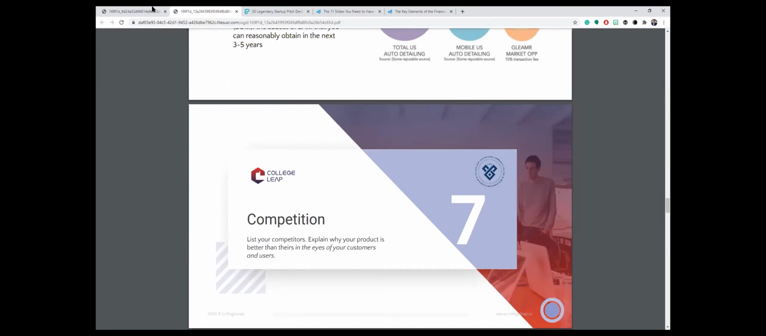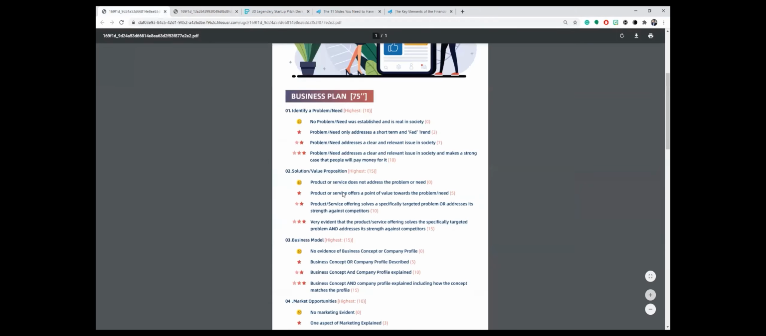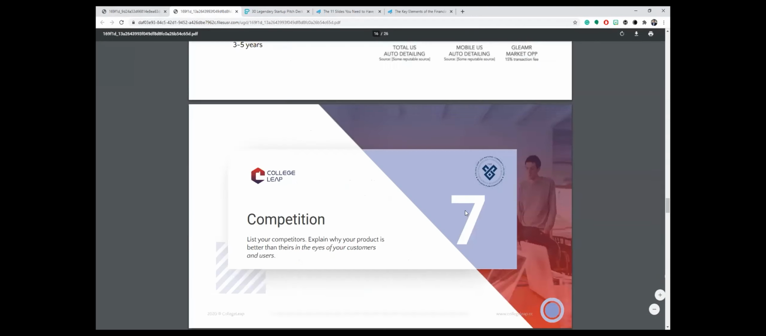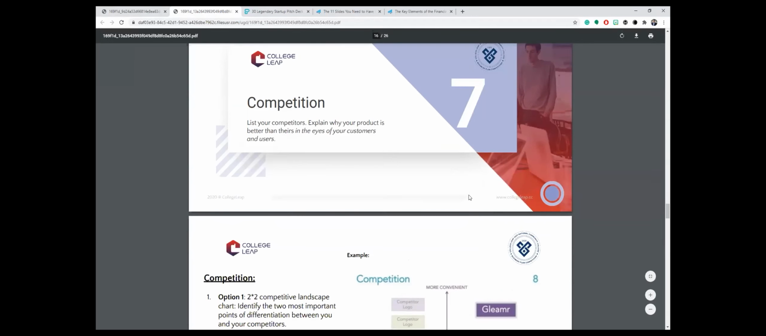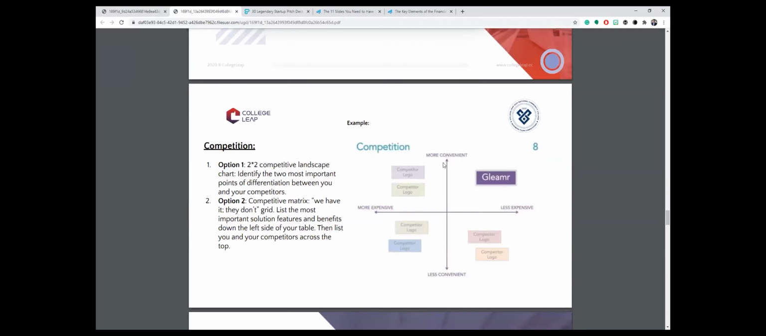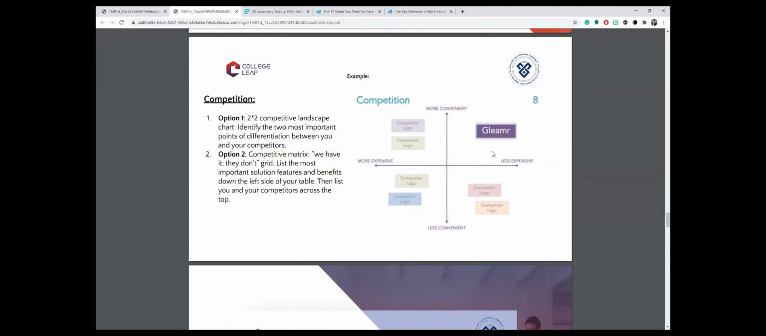Next up is the competition, and the competition aspect goes back into your solution and value proposition. This one is a little further down, but that's all right as long as you share all the details in a very coherent way. The order doesn't matter as much. But this one very specifically tries to show competition in terms of what are the more convenient and less expensive solutions. When you're thinking about your product and your specific competition, label them out.